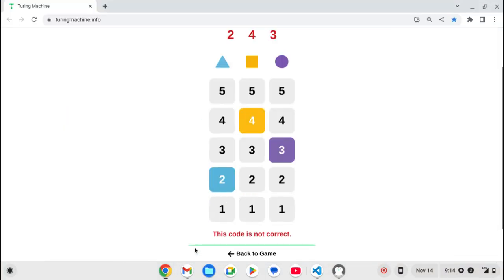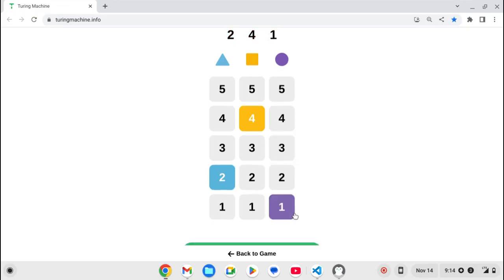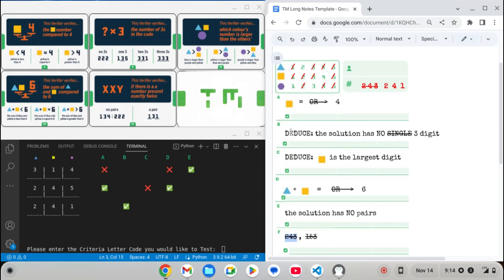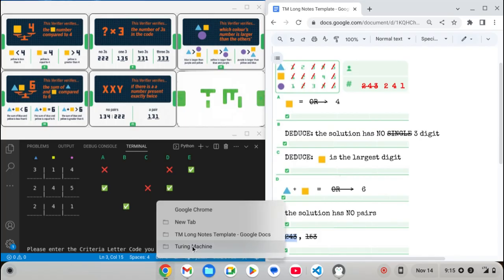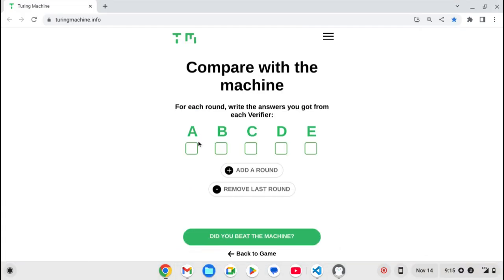So let's go verify 241. And there we go. Okay, well, let's go see how the Turing machine did. Because, yeah, here basically it did take me 7 turns. And I'm trying to think. Yeah, that would have been normal gameplay anyway. So let's see. So we did ADE in the first round. And then we did ACD. Okay, so ADE and ACD. Let's see if I can remember that.